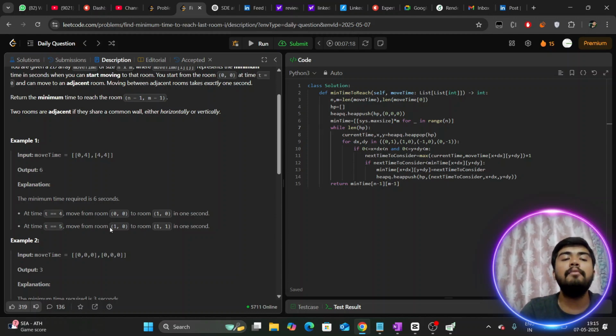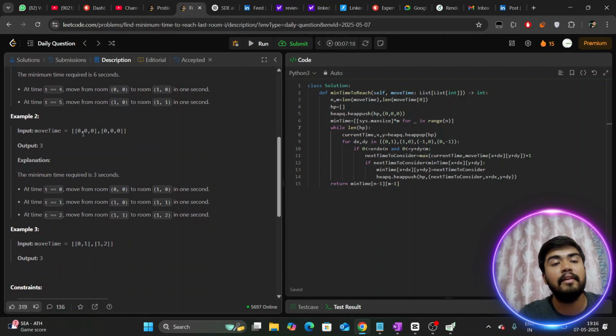So at t equals 5, they move from 1 0 to 1 1. But they reach 1 1 only after consuming one more second. So at 5 plus 1, at 6 seconds, they can successfully land on this cell. I guess now you guys got the gist of that problem.